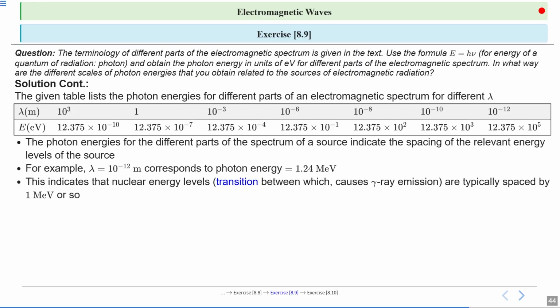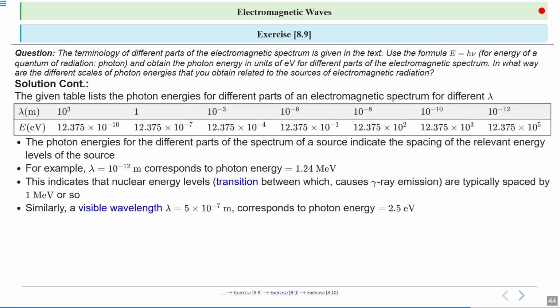At the nuclear energy level, there is an excited nucleus. In radioactive decay, an excited nucleus will come to the ground state by emitting gamma rays. So it causes gamma ray emission. The excited level and the ground level of the nucleus are separated by an energy difference of about 1 mega electron volt. That's why they cause gamma ray emission.